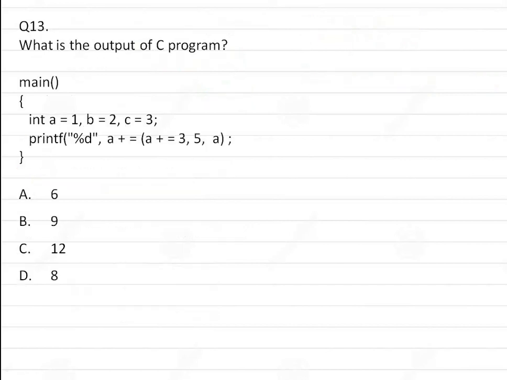The next question, the 13th question. This 13th question is based on the property of associativity. We have discussed the precedence of operators and the associativity of operators. Associativity of operators can be of 2 types: from left to right, or from right to left. For most of the operators the associativity is left to right, while there are certain operators like the assignment operator where the associativity is right to left.